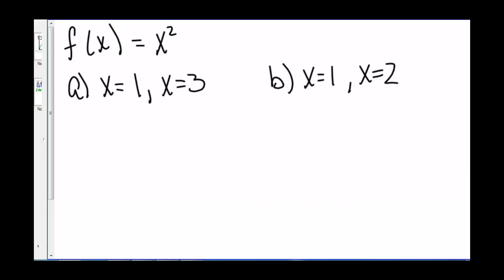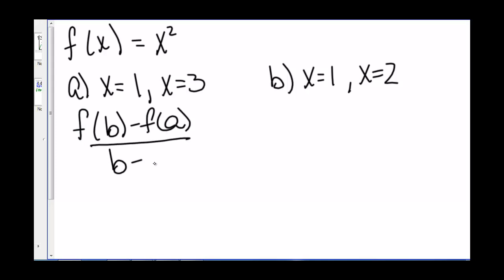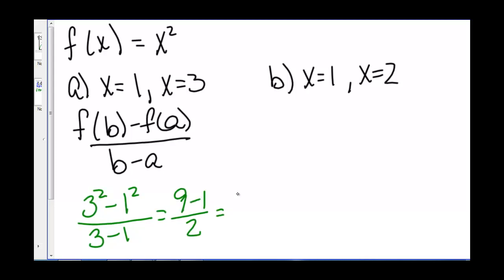If we have f of x equals x squared, and we want to find the average rate of change between x equals 1 and x equals 3, we need to find f of b minus f of a over b minus a. So f of b is 3 squared minus f of a is 1 squared, all over b minus a, that's 3 minus 1. So we have 9 minus 1 over 2, which is 8 divided by 2, which is 4. So the average rate of change is 4.